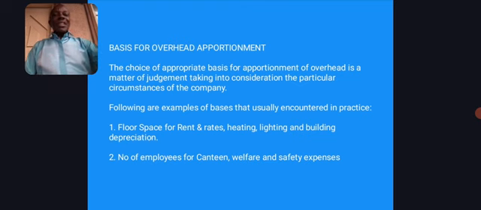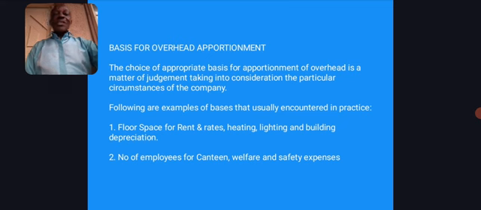So, like still in that example of a bakery and a supermarket in one house, assuming that they have a canteen and both of them share it, you now need to share the cost of running the canteen. You can consider how many employees. Assuming that the supermarket has 5 employees, while the bakery has 15 employees.